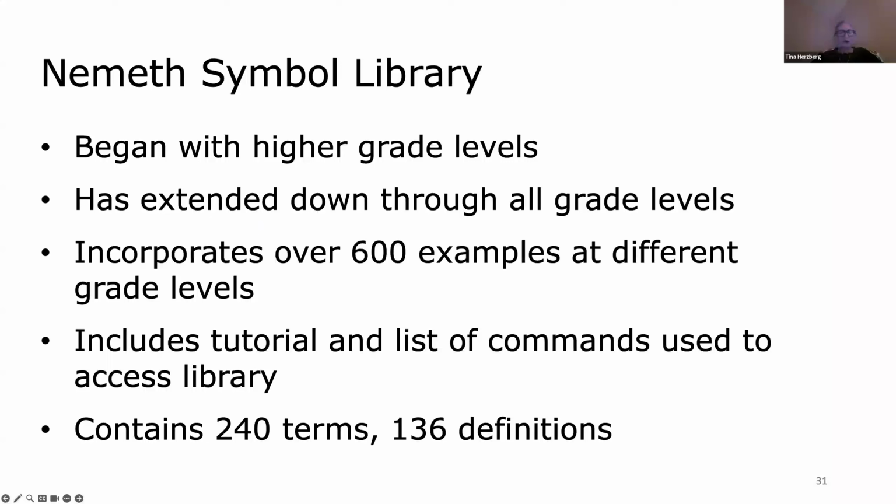There's also a tutorial. Now, what I also love about this is that it's totally accessible with a screen reader, and with the tutorial, it just takes you from step one of how you can utilize the Nemeth Symbol Library. So there are 240 math terms and 136 definitions. You're like, well, wait a minute, you have only 136 definitions, but 240 terms. How did you do that?